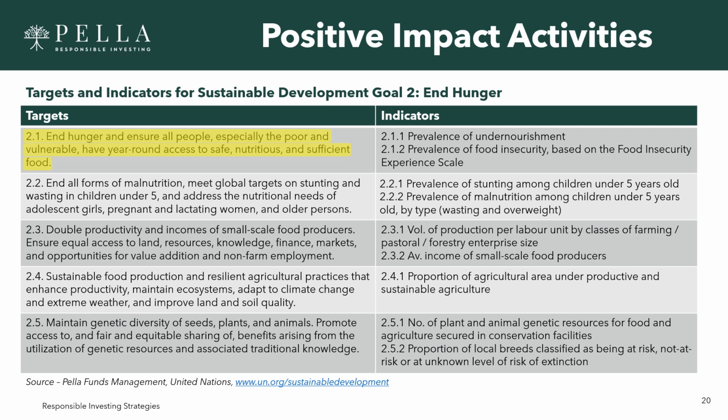The indicators used to measure progress towards that target are: 1. The prevalence of undernourishment, which can be measured by calculating the proportion of the population with insufficient caloric intake. 2. The prevalence of moderate or severe food insecurity, which can be gauged using the Food Insecurity Experience Scale. The indicators mean that each aspect of a sustainable development goal is actionable and measurable, providing a clear pathway towards achieving a world without hunger.